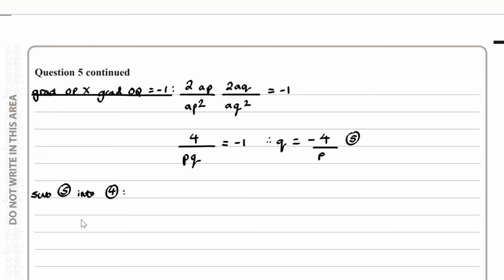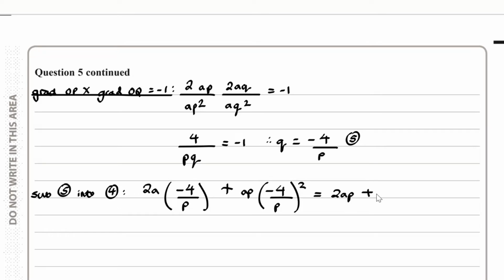we have over here 2a lots of q, so we have 2a lots of minus 4 over p, plus ap q squared, so we have ap lots of minus 4 over p squared, and this is equal to 2ap plus ap cubed. Okay, and if we multiply through by p and simplify, we'd have to divide through by 2 and the a's cancel.